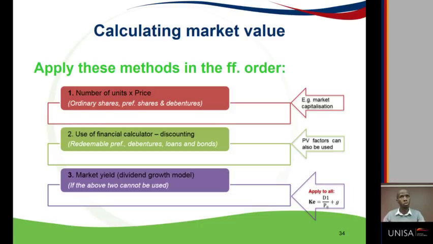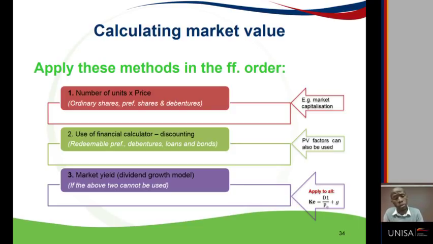Now, if you don't have that information, you would go to the next one, where we have to use the financial calculator, or we can use the PV factors if you do not have a financial calculator. What is important with this one is to look for whether you know exactly when the instrument is going to expire or when the debenture is going to mature. If you've got that information, then you can use the financial calculator, because if you don't have N, it's going to be impossible for you to use the financial calculator.